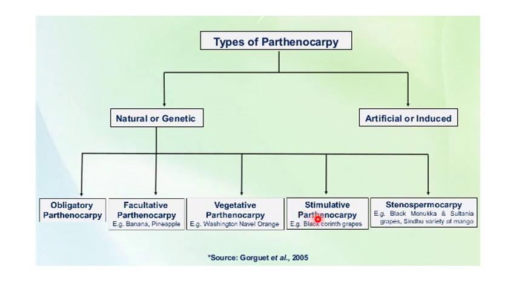The genetic or natural parthenocarpy is also called stimulative parthenocarpy in some plants, because during this procedure pollination or other stimulation is required for parthenocarpy. That's why they are termed stimulative parthenocarpy.